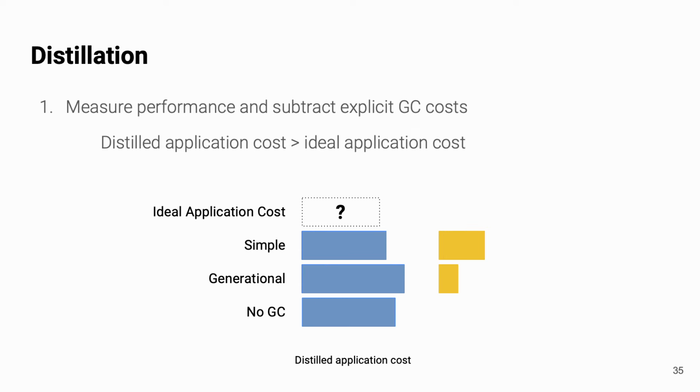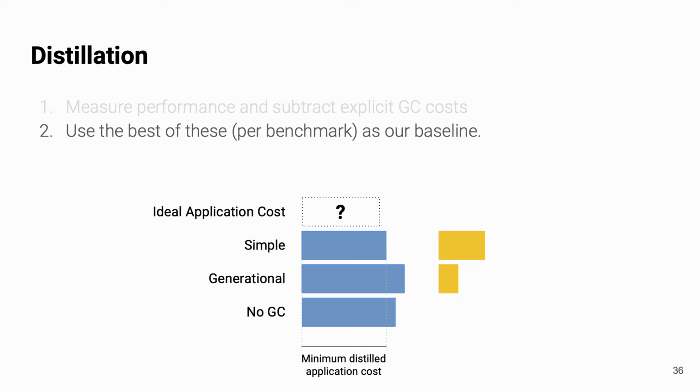So first, we measure the performance just like before, and identify and subtract all the explicit GC costs, the yellow blocks we saw before. We remove this explicit GC cost from the total cost, and what remains is not spirits, but we call it distilled application cost. This distillation is not perfect. As you can see, we still have this yellow overlay on top of the blues. They're only approximations of the ideal cost and are always larger. We choose the best of these as our baseline because it best approximates the ideal cost, and we call this the minimum distilled application cost.